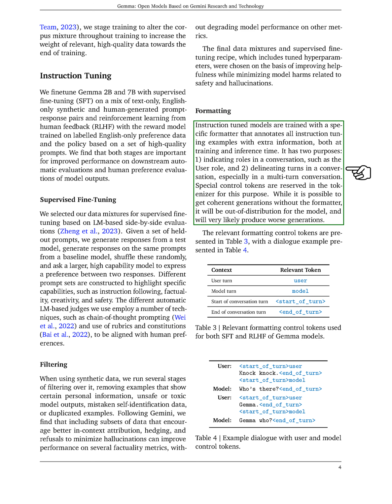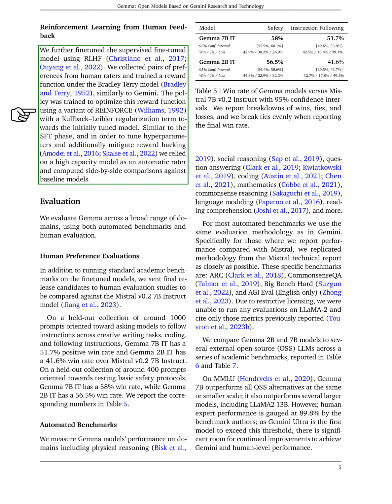Formatting played a crucial role in training instruction-tuned models, as it helped annotate examples with additional information for better conversation understanding. Special control tokens were used to indicate roles and turns in a conversation, enhancing the model's coherence and generation quality. Furthermore, we utilized reinforcement learning from human feedback to further enhance the model's performance. Human raters provided preferences, which were used to train a reward function and optimize the model's policy. Hyperparameters were fine-tuned to prevent reward hacking and ensure the model's effectiveness.